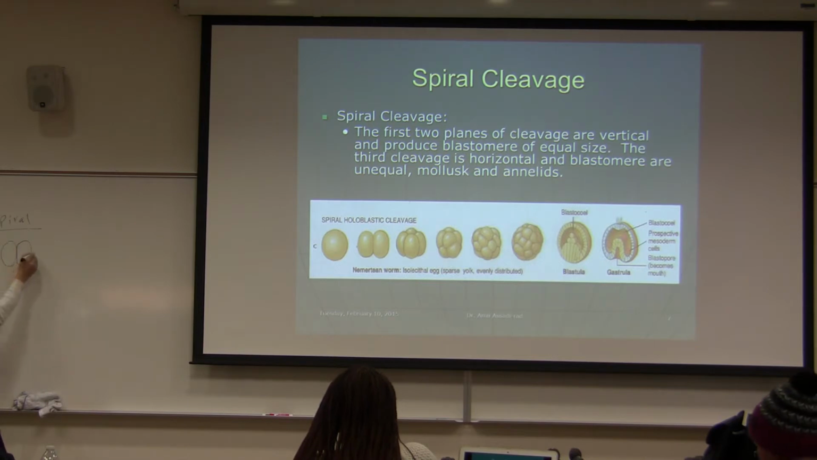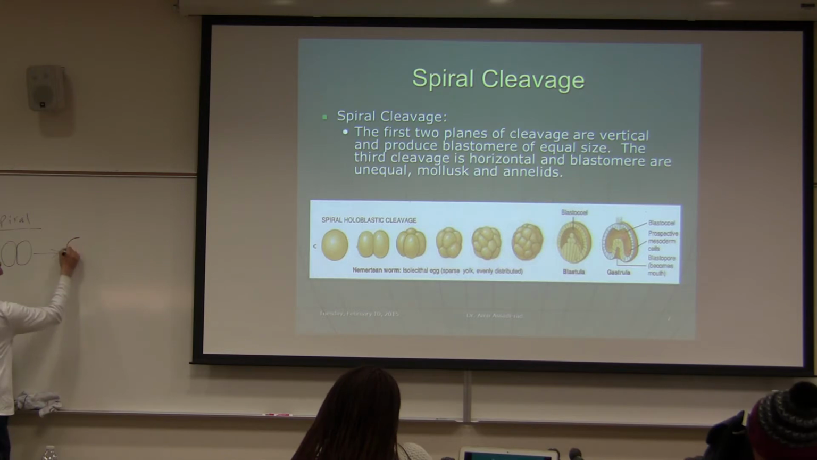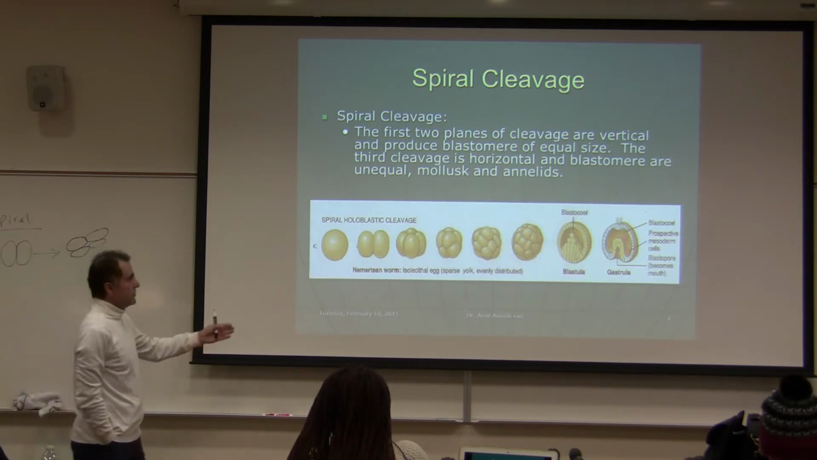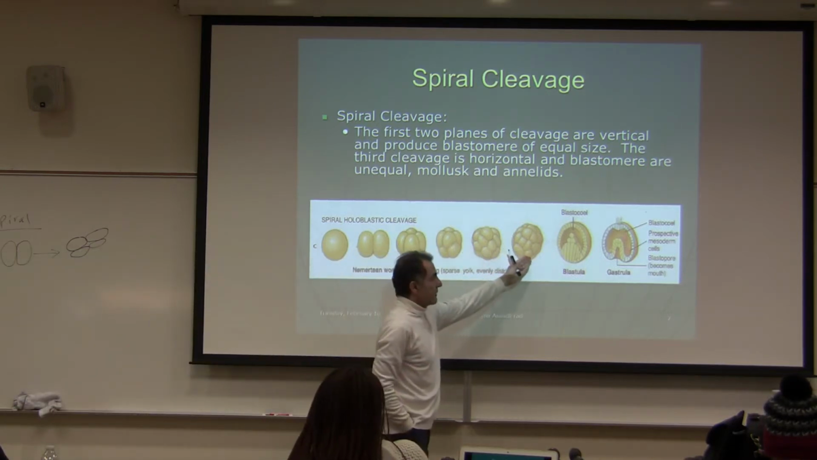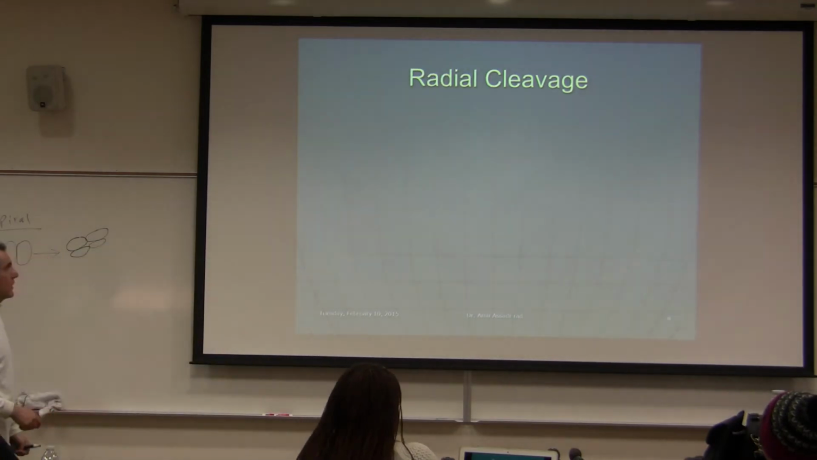It's vertical. And then, what is the third plane? Blastomeres of equal size, the third cleavage is horizontal, so you have a horizontal, I'm dividing this one horizontally, and then of not equal size. So that is spiral cleavage. And of course they're showing it to you right here. It's not a good diagram, I don't enjoy these diagrams because they're not showing it to you the way I want.